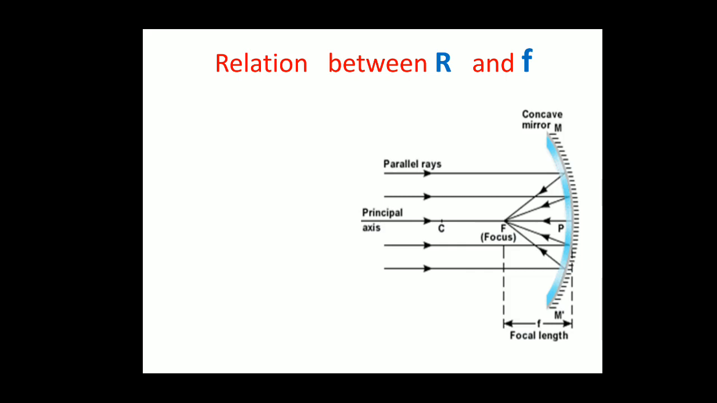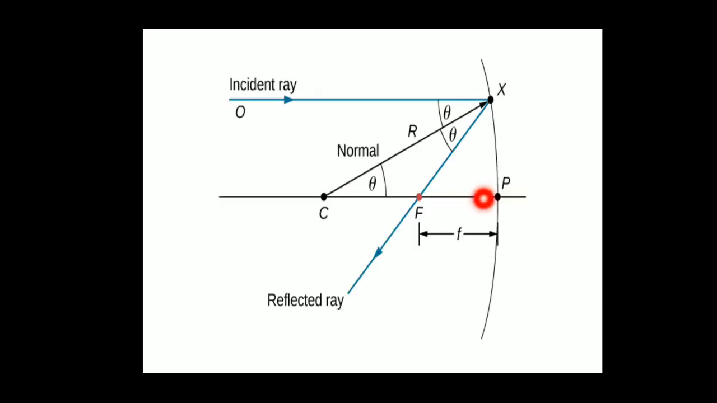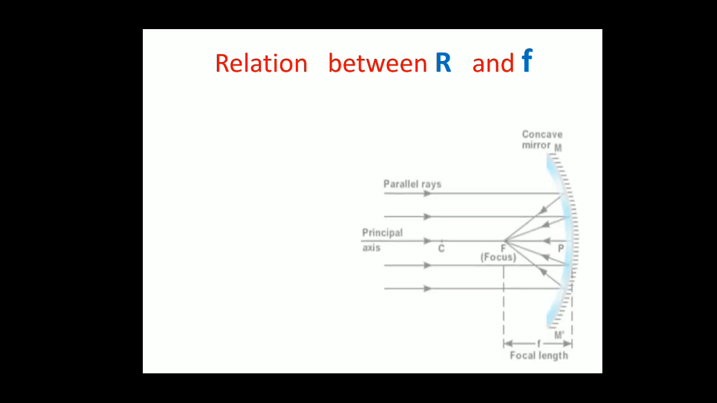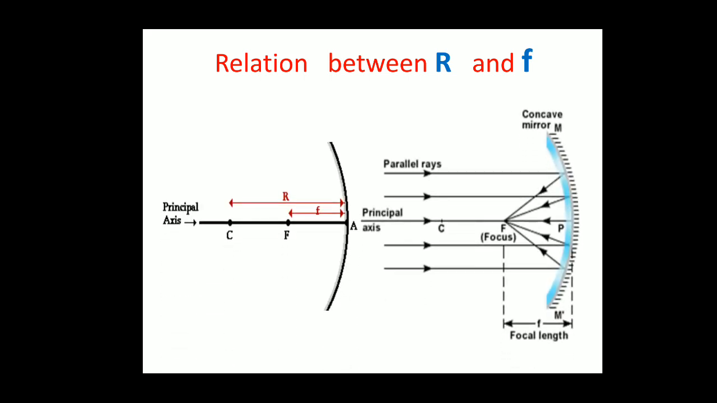And one more thing, the line which is passing through P, F and C is called the principal axis. See, in the previous one, this line is called principal axis. Actually, there won't be any principal axis in the real thing. For understanding the size of the image and object, we are drawing it. The line is called the principal axis. Now the same thing, incident ray, here it is parallel ray, reflected ray is converged beams. Here R is marked and F is marked.